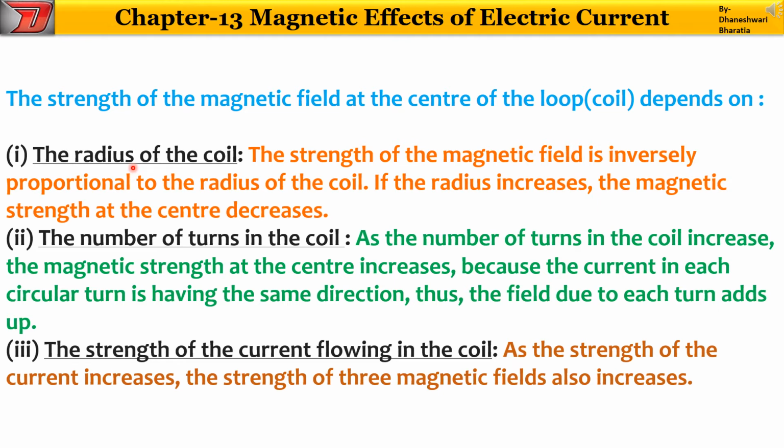Or it is said that the strength of the magnetic field is inversely proportional to the radius of the coil. If the radius is increased, the magnetic field or the magnetic strength at the center decreases. Okay, the number of turns, this is also the most important part.